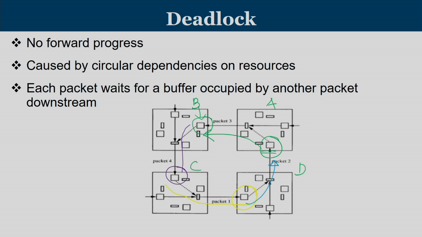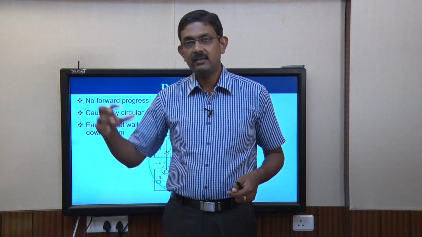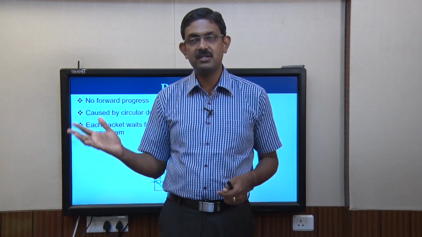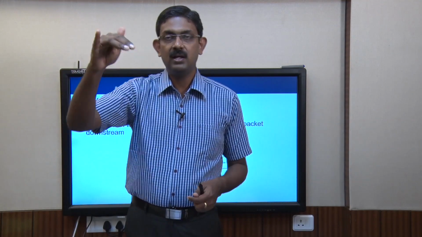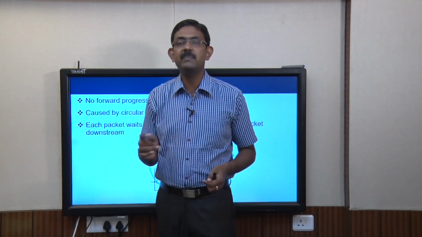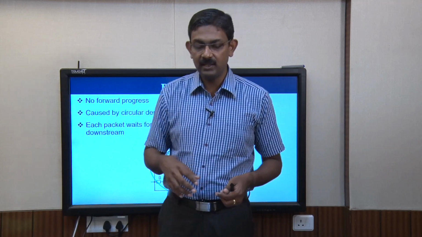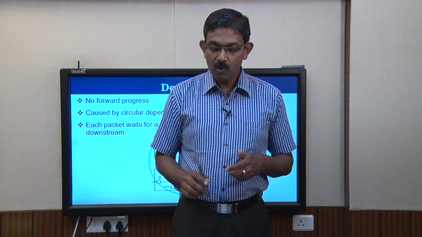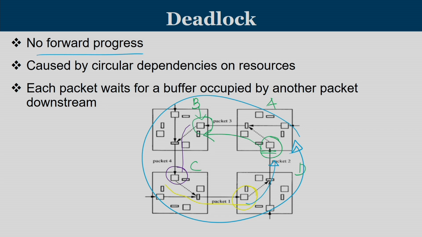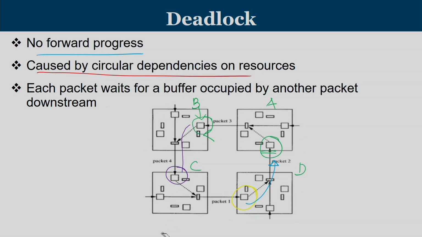So, this means that there exists a cyclic dependency between packets. A packet is waiting for a buffer in the next router and that buffer is occupied by some other packet, which is in turn waiting for some other buffer in another router. Like that, you have a sequence of cyclic dependency. Typically, it happens across 4 routers to form a chain, and that is what is called deadlock. Whenever you have a deadlock, there is no forward progress that we can make. This is basically caused by circular dependencies of the resources, and each packet waits for a buffer occupied by another packet downstream.